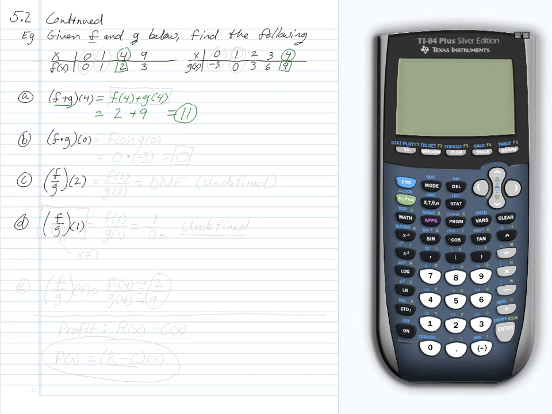Alright, so that's how we're going to have to handle all of these. F times g, again, I don't have a function that'll calculate f times g of an input, but I can calculate f of that input and multiply the result by g of that input. Well, f of 0 is 0. G of 0 is negative 3.